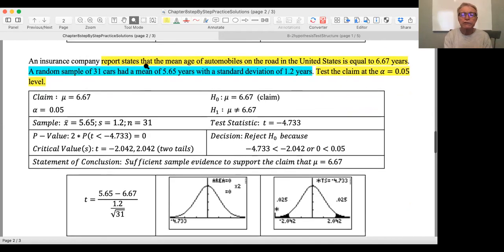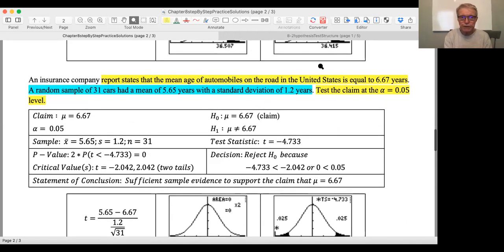An insurance company report states that the mean age of automobiles on a road in the United States is equal to 6.67 years. A random sample of 31 cars had a mean of 5.65 years with a standard deviation of 1.2 years. Okay, that sentence right there, again, sample, collecting data, calculating things with it. That's not a claim. And then the last part, test the claim at the 0.05 level. Well, it says test the claim, but in that sentence right there, it only identifies alpha. It doesn't say what the claim is. The claim, you have to go back to the first part there to get the actual claim.